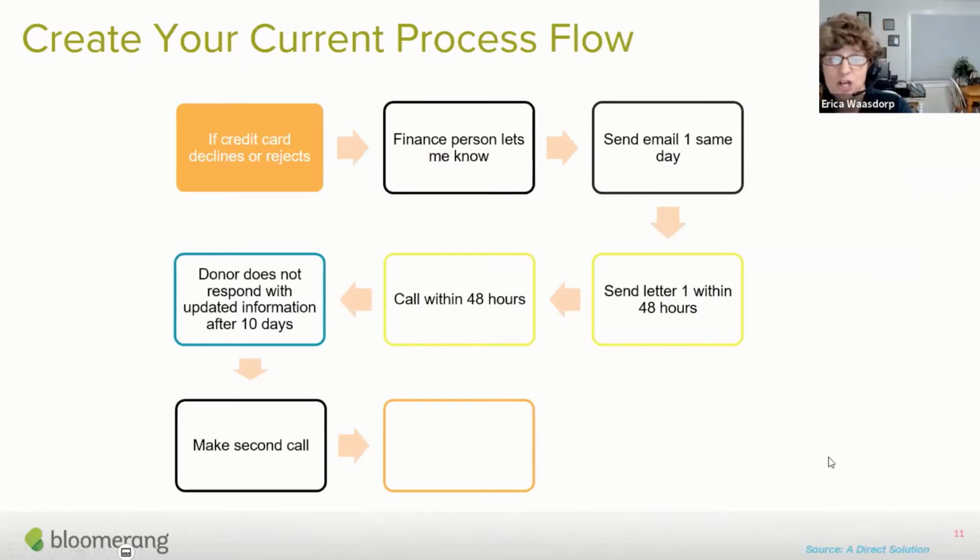So in the handouts that I believe, Diana, are going to be sent out tomorrow, there's a little PowerPoint slide that you can use. You can print it out, or you can use it in your PowerPoint program that says, okay, do me a favor, take a minute and write down what your current process flow is. What are you doing when a credit card declines or rejects? Because the bulk of the retention problems will come from credit card or debit card recurring donors.